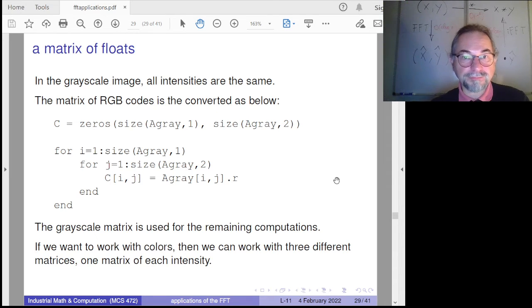Okay, so here we turn the matrix of grayscales, our A gray matrix, into a matrix C. So all the intensities are the same, so I'm just copying the red intensity.